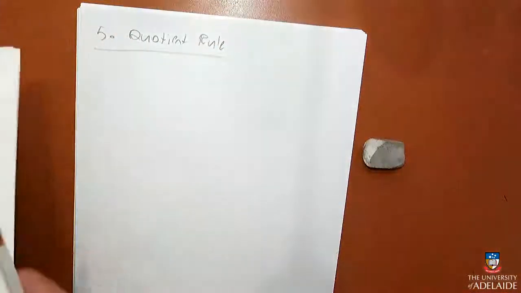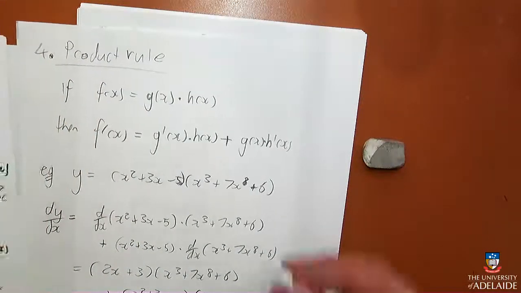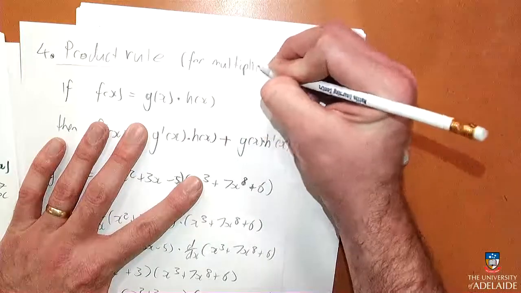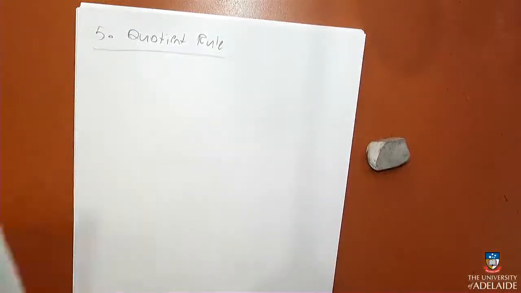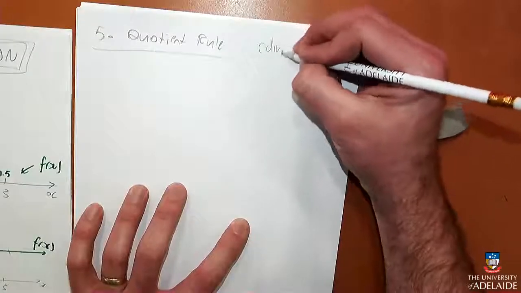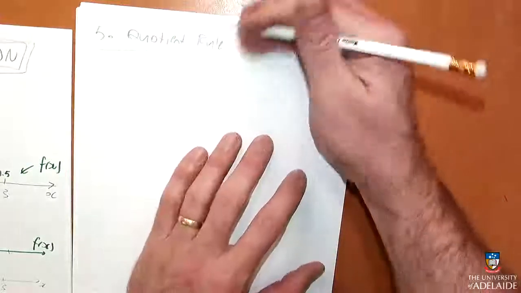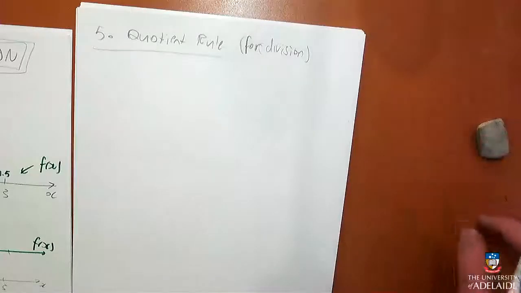Well, we've done one for multiplication, and product means multiplication. So I'm actually just going to write that in for multiplication. What about one for division? Well, the quotient rule is for division. It would be really nice if we just had the derivative rule for division, but no, sorry, it's called the quotient rule. There's nothing we can do about it now. You can call it derivative rule for division if you like.